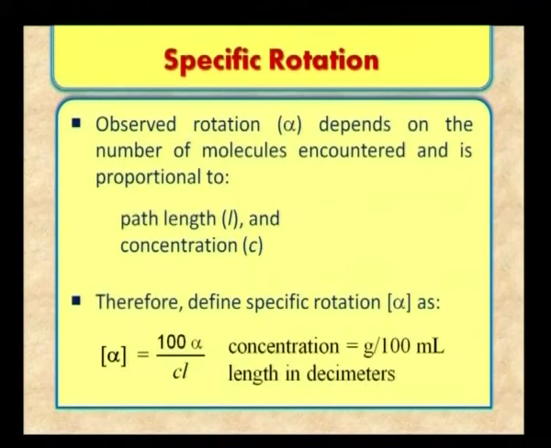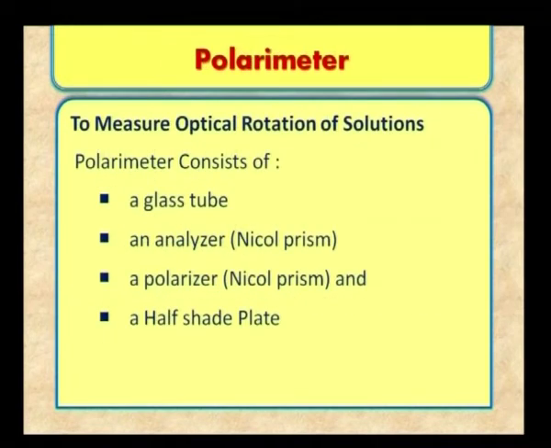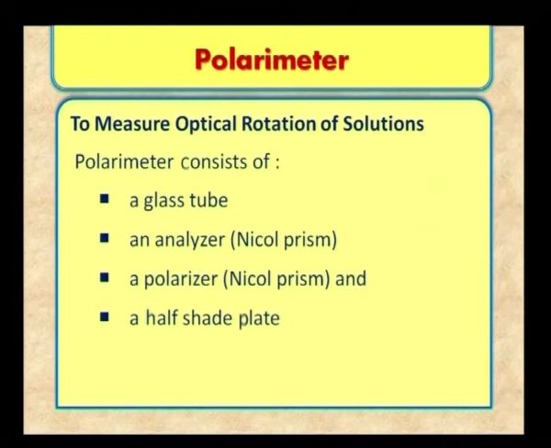Therefore, the specific rotatory power or specific rotation alpha will be 100 times alpha by C, the concentration, multiplied by the length L expressed in decimeters, and the optical rotation obtained by the light passing through the solutions. The polarimeter is used to determine the alpha that you are talking about here. The polarimeter consists of a glass tube, and the analyzer is a nickel prism. A polarizer is again a nickel prism.